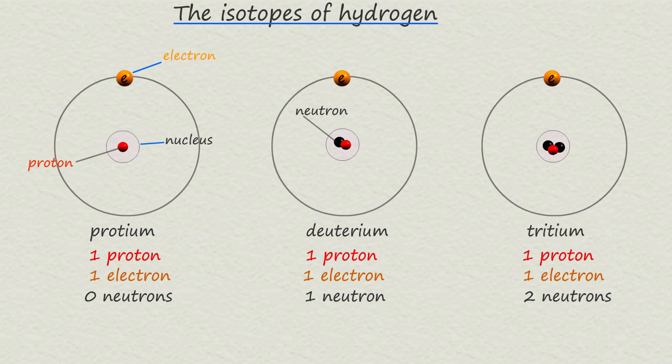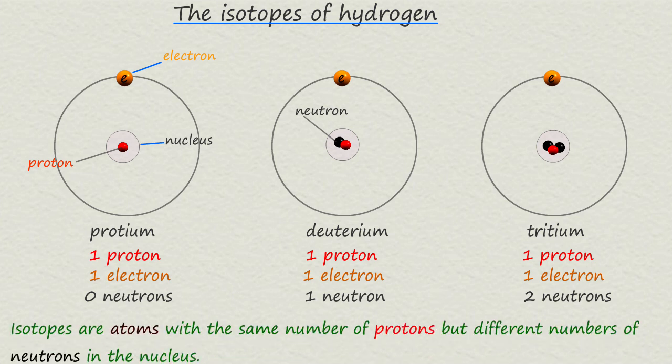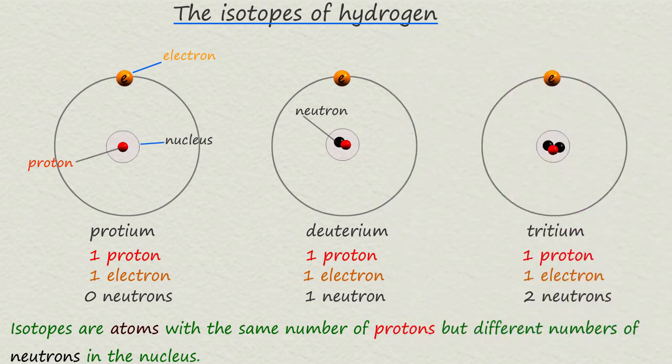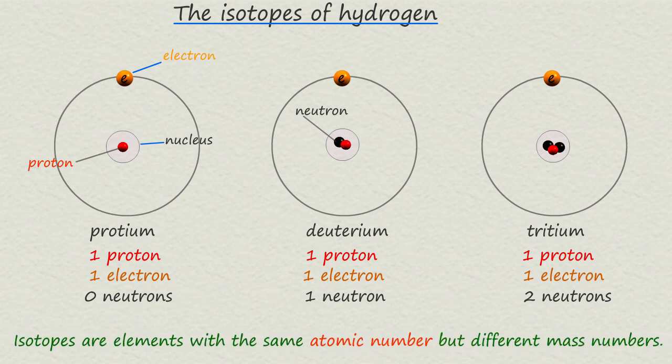Now, you may have figured this out already, but these three different types of hydrogen atoms are called isotopes of hydrogen, and isotopes are simply atoms with the same number of protons in the nucleus, but they have different numbers of neutrons in the nucleus. Now, recall that the mass number of an atom is simply the sum of the number of protons plus the number of neutrons. So each of these atoms or isotopes of hydrogen will have different mass numbers, and this leads to a second definition for isotopes, that is, elements with the same atomic number but different mass numbers.